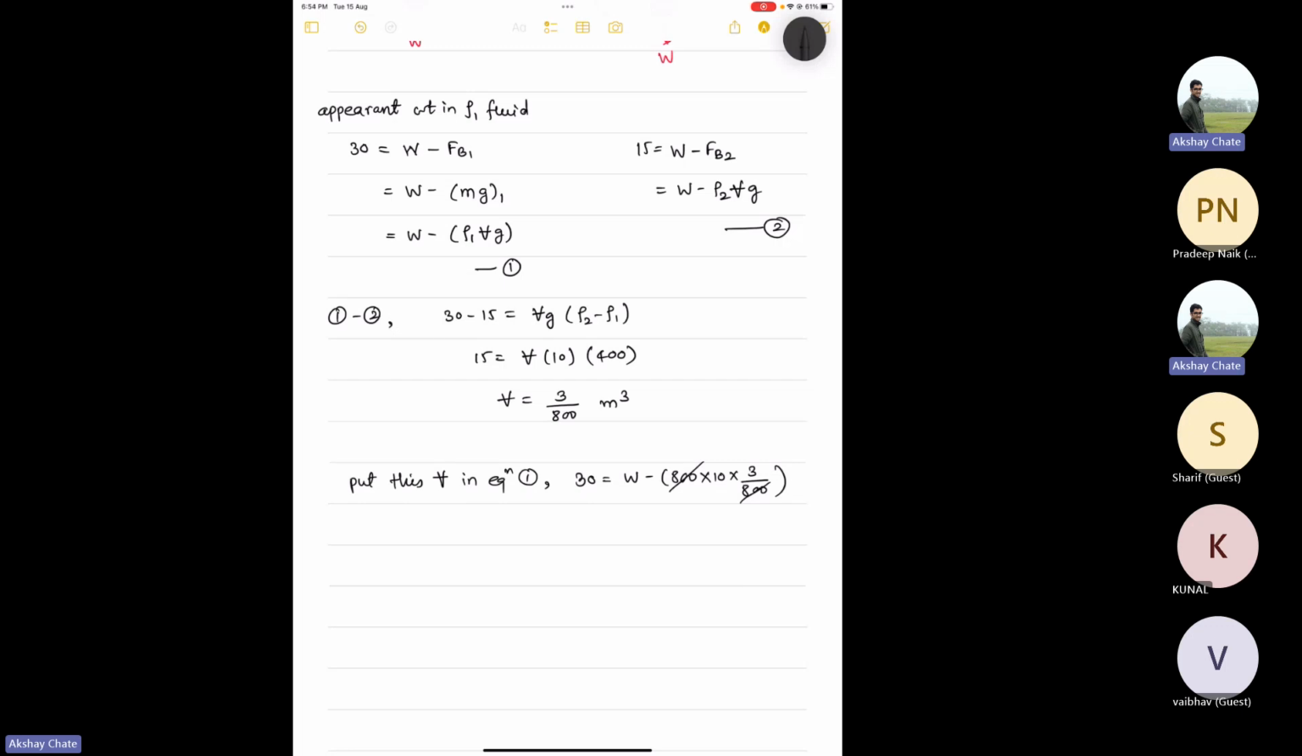If you put it in 2, it becomes 15 minus W. I think I am doing it wrong. We can't calculate it this way because it is giving some absurd value. So let me see what it says.